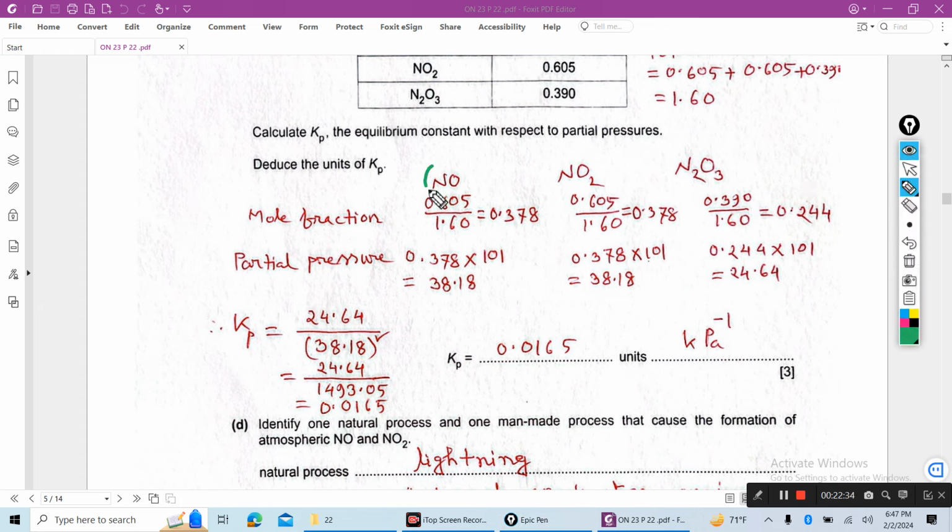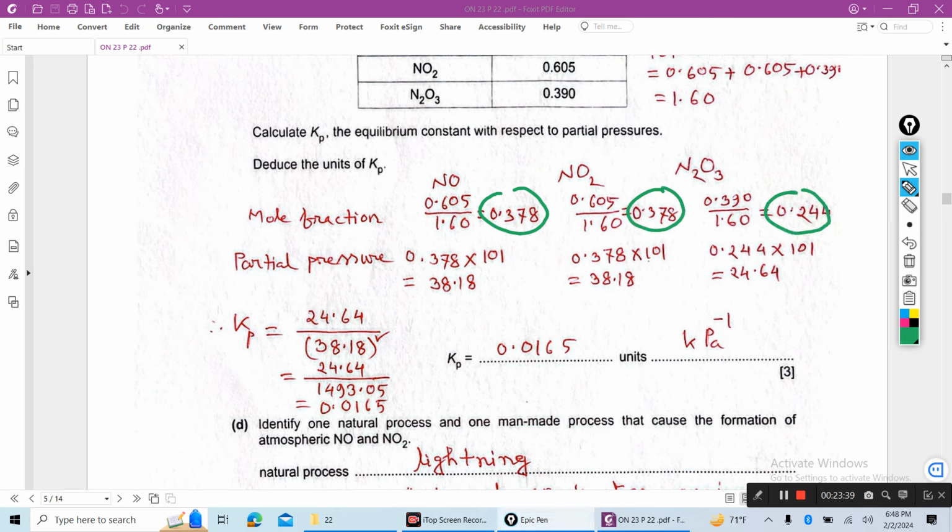Then you see, this is the nitrogen monoxide, nitrogen dioxide, and N2O3 is the product. So first, mole fraction. What is mole fraction? Mole fraction is the number of moles of a gas divided by the total number of moles. So the mole fraction of NO is the moles of NO, which is given, divided by the total number of moles. You get this value. And the mole fraction of NO2 is the moles of NO2 divided by the total number of moles. Then the mole fraction of N2O3 is the moles of N2O3 divided by the total number of moles. You calculate all three mole fractions.